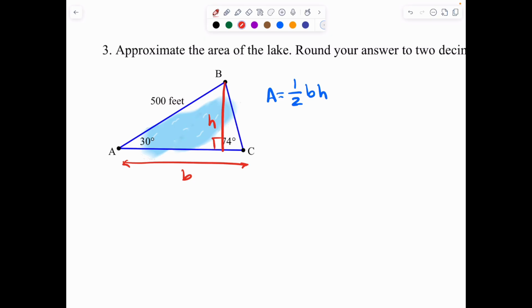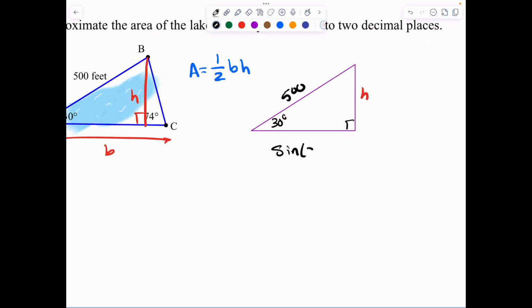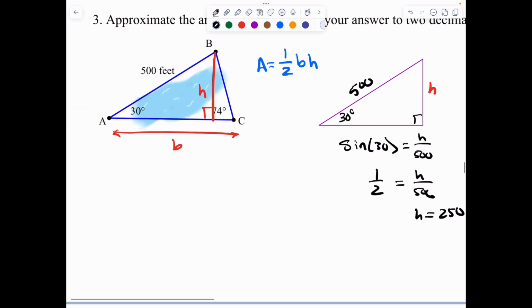Let's deal with the height first. The height is easy because you're just going to use this right triangle that you see right here. I'll draw it in purple, and then maybe I can just slide it over. There it is. This is the height over here, and this is 500, and this is 30 degrees, and this is a right triangle. So using SOHCAHTOA, sine of 30 is equal to h over 500. 1/2 is h over 500, so h is equal to 250. Okay, so that wasn't too bad.